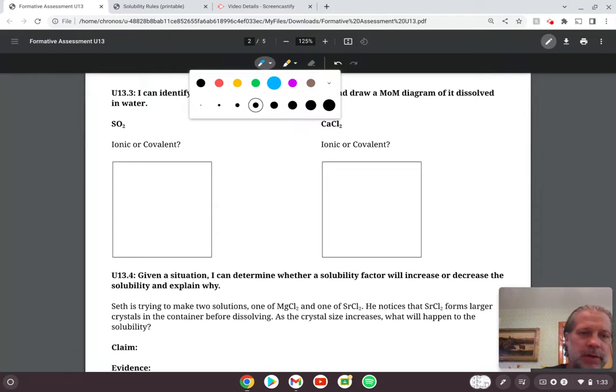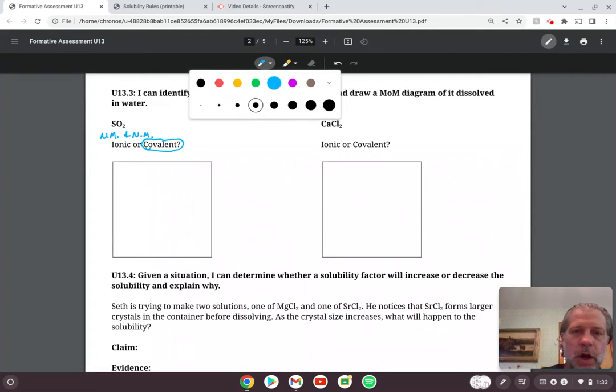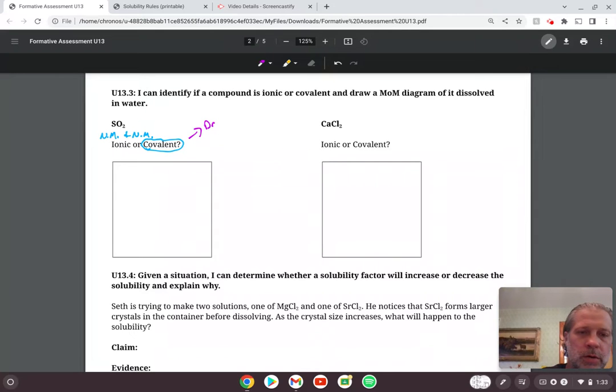And SO2 is definitely going to be covalent because sulfur is a nonmetal and oxygen is a nonmetal. So that makes this a covalent compound. And when you draw a covalent compound, you draw the smallest functional unit of that compound, which is a molecule. So we're going to draw the smallest unit, which is a molecule.